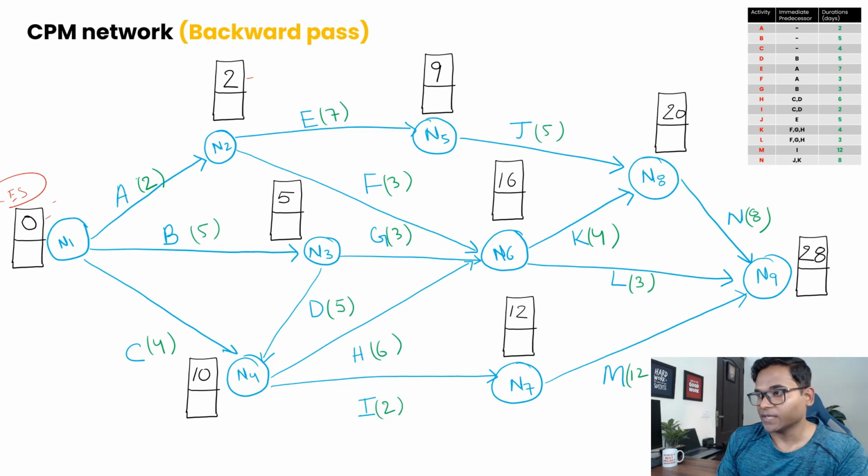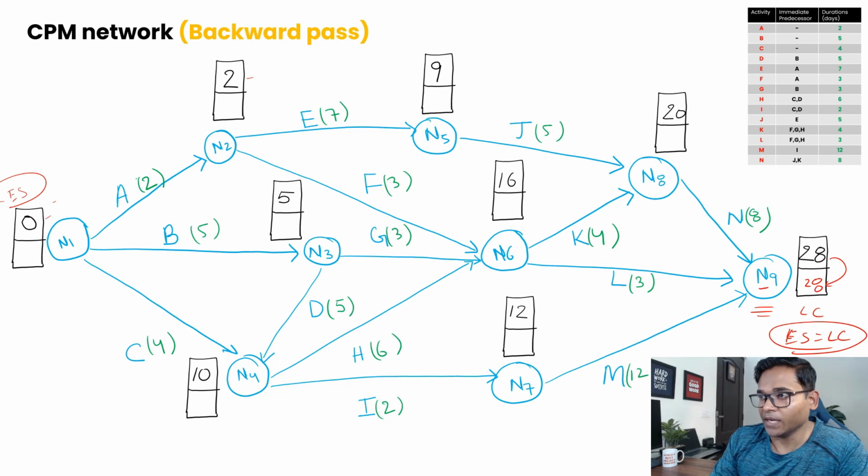So let's say this is our last node, right? The LC for this last node should be the same as ES, because this is the last node and it's the completion of that network. So it means your early start should always be equal to your late completion. Okay, now once we have calculated this LC, let's move to the next path.